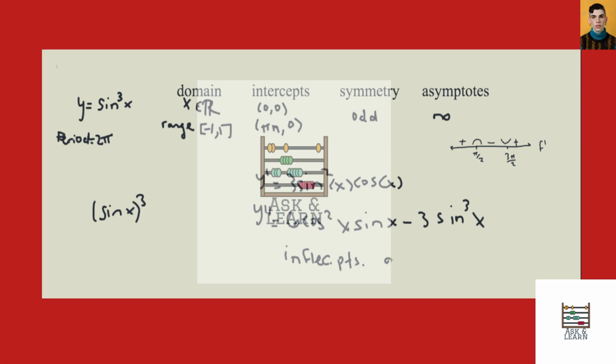we will see that the inflection points exist at every pi. And what that means is, let's keep this. This is important information. We'll keep that and put it in the corner. So we have an inflection point every pi. And now let's try to graph it.